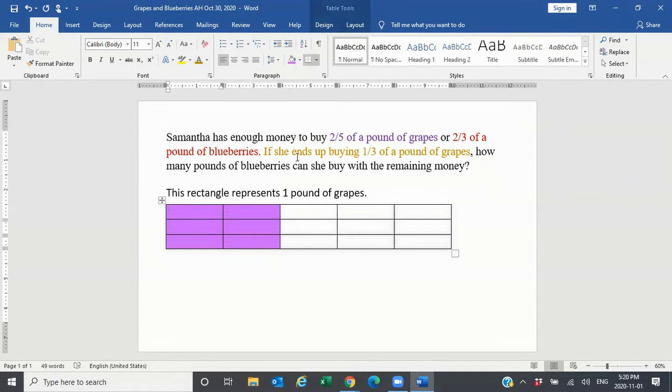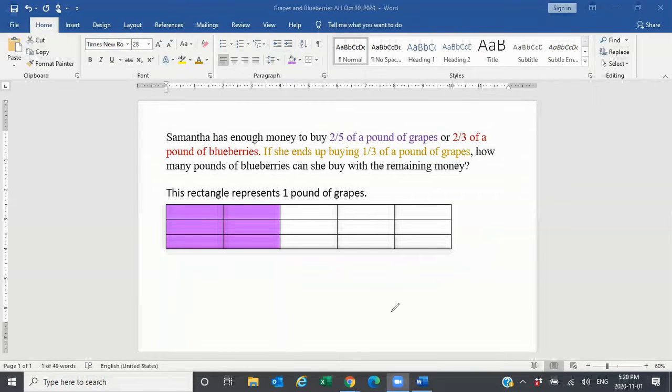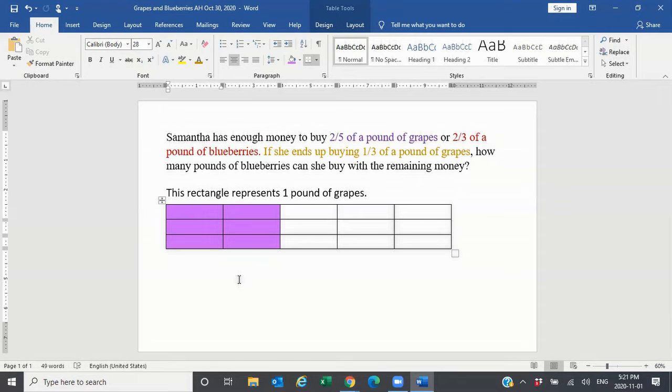Now it says she ends up buying 1/3 of a pound of grapes. So that really means if we were to divide a pound of grapes into 3 parts, this would be one of them. She ends up buying this many, 1/3 of a pound of grapes. All right, so we found out that 1/3 of a pound of grapes is 5 cells. Then I'm going to write a B in each of those cells to demonstrate that she bought that many grapes.